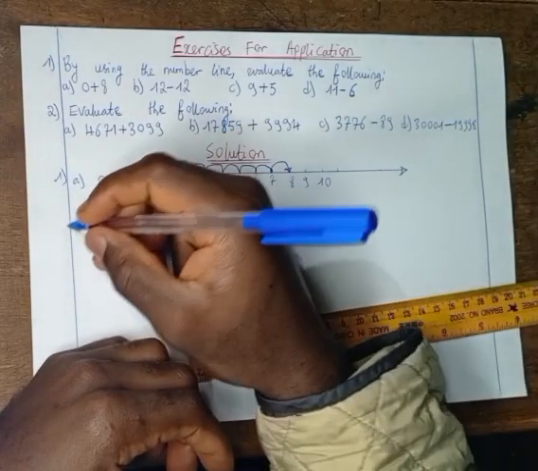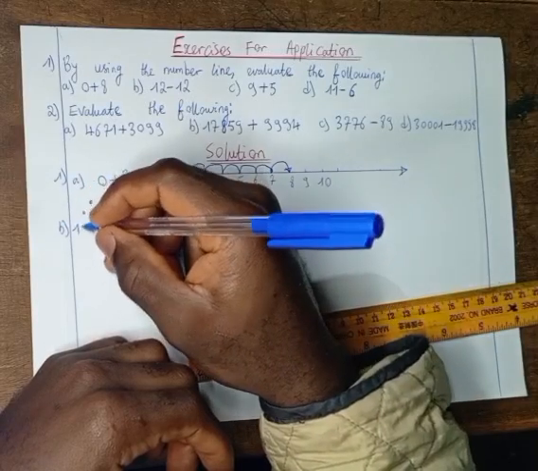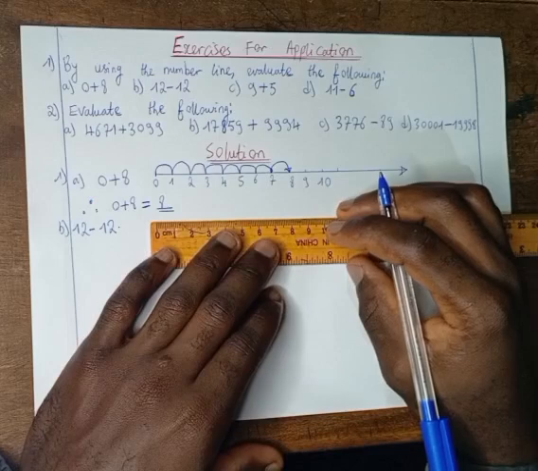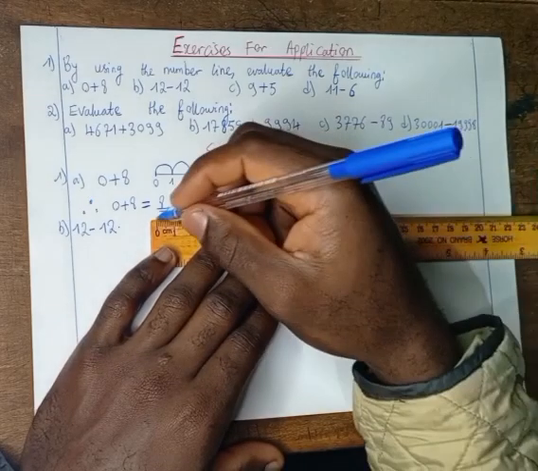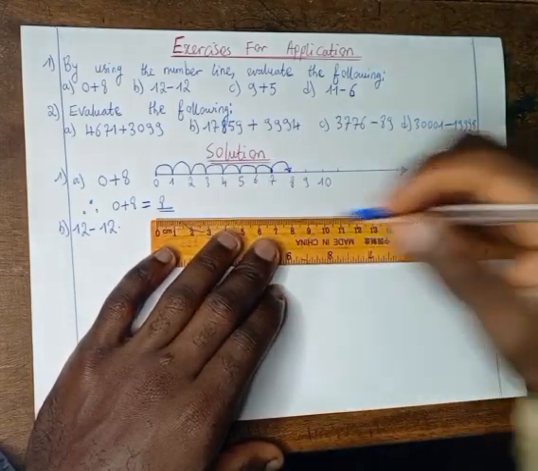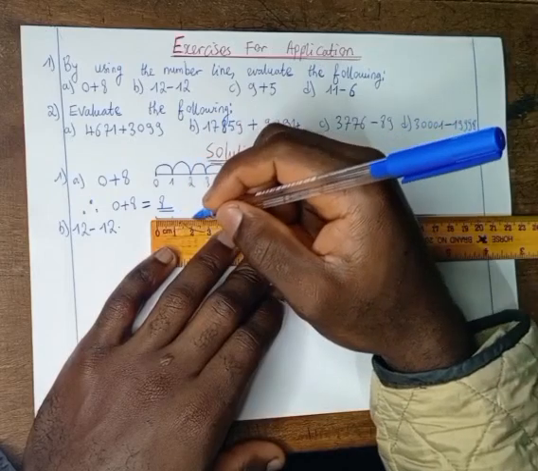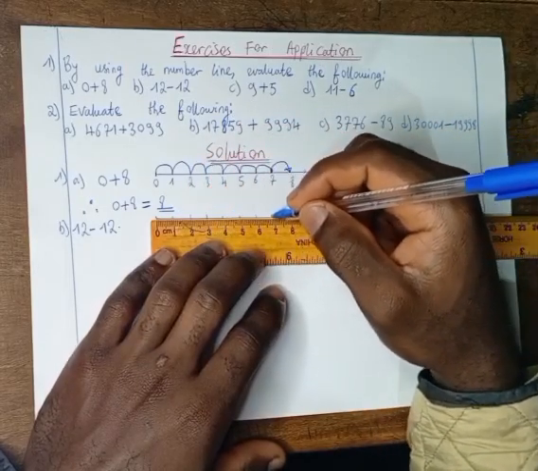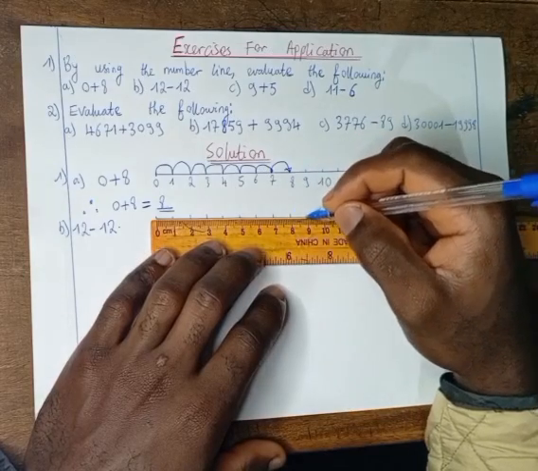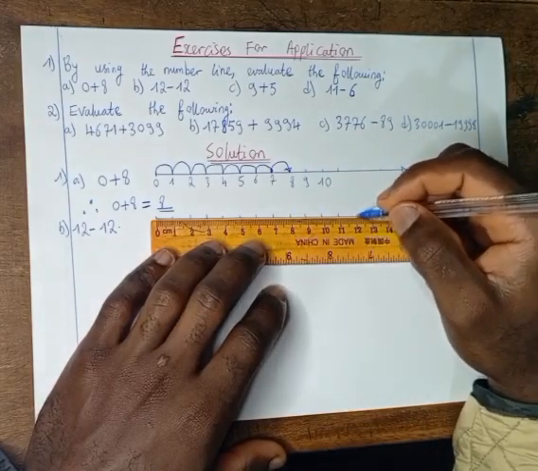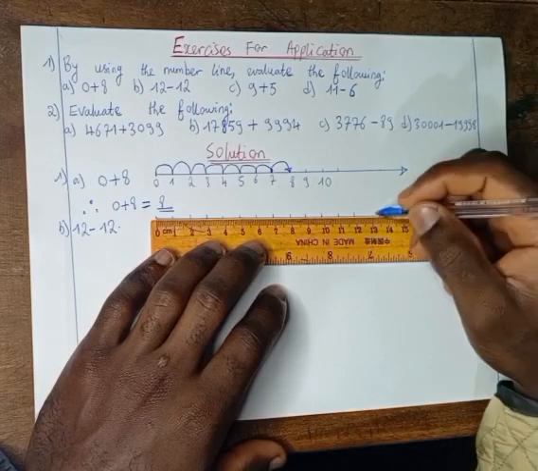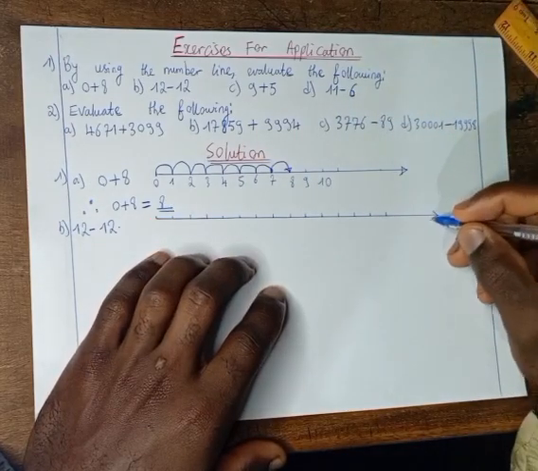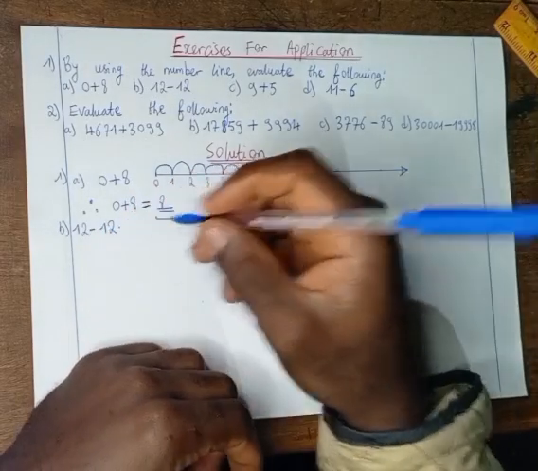The next one we have is B. B, we have 12 minus 12. We start by drawing our number line. Take note of the first number, which is 12. The operation sign is minus. That means we have to move to the left, 12 units to the left, because the second number is 12.